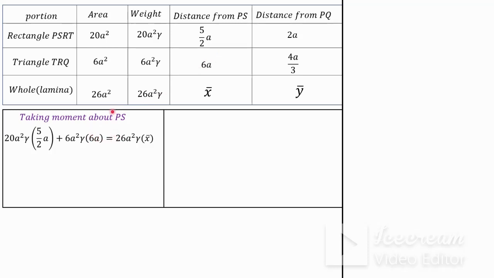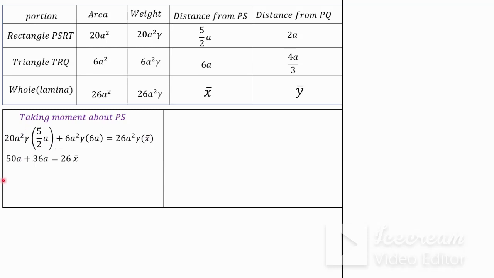to be equal to the weight of the whole lamina, which is 26a squared gamma, times x bar, which is the distance from PS of the center of mass of the lamina, from which we can determine the value of x bar.